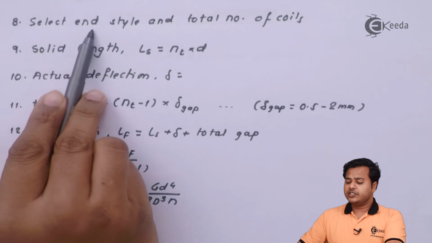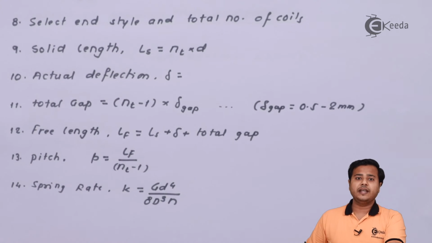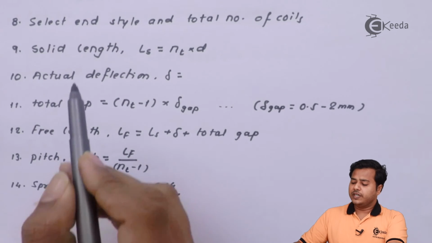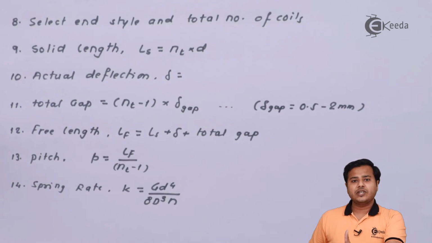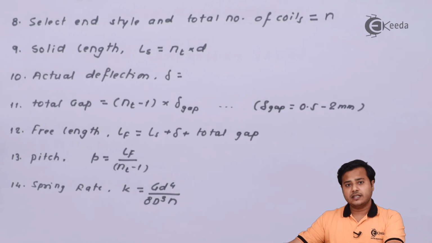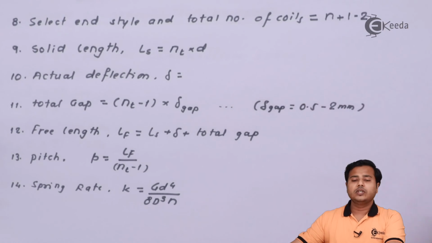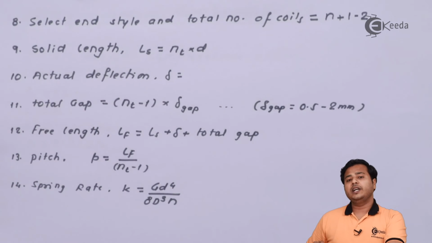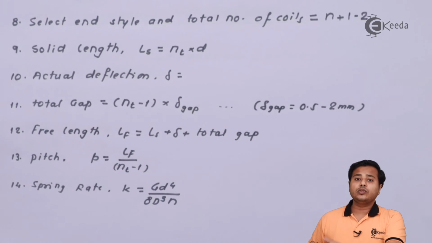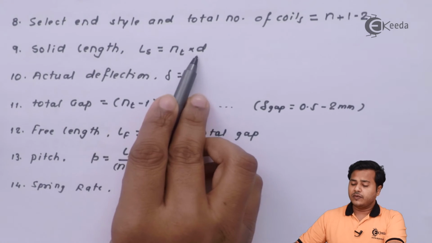The next thing is selection of end style. Like we have discussed, there are 4 different ends: flat ends, flat plus ground ends, square ends and square plus ground ends. So accordingly the total number of coils will change. Generally the total number of coils will be equal to small n, which are the active coils, plus 1 or 2 coils, which are the end coils. Then comes the solid length. Solid length is given by the wire diameter into the total number of coils.